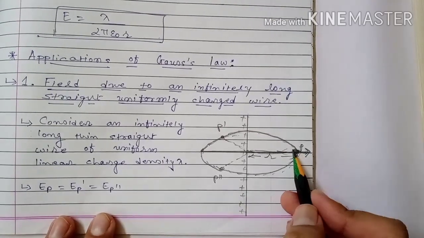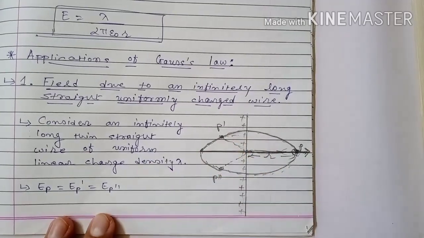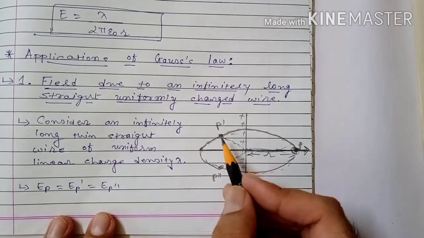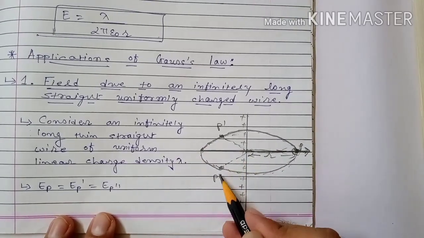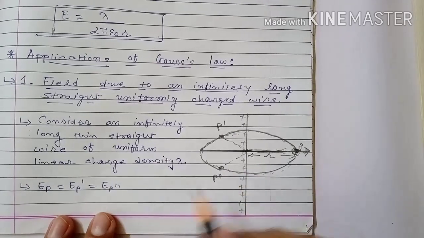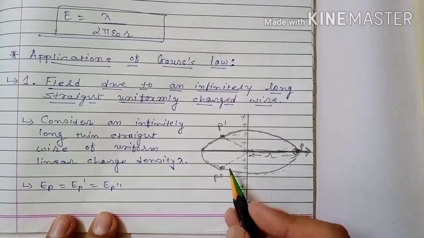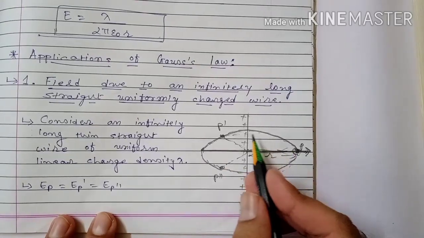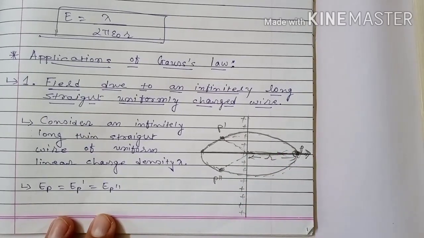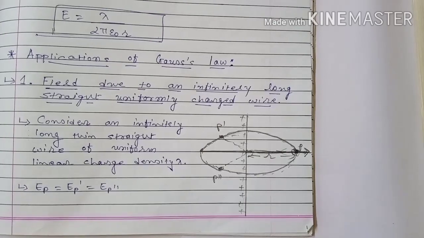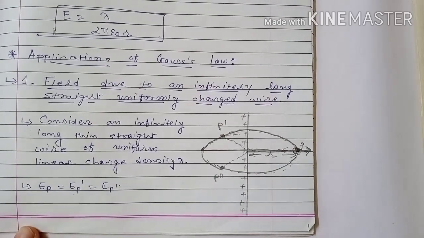Same way, at the same distance r, if we take point P dash, then at this point also the magnitude of electric field will remain the same. At the same distance r, if we take another point P double dash, then here also the magnitude of electric field will remain the same. On this circle, if we consider any point, then at each and every point of this circle the magnitude of electric field will remain the same. So EP is equal to EP dash is equal to EP double dash.